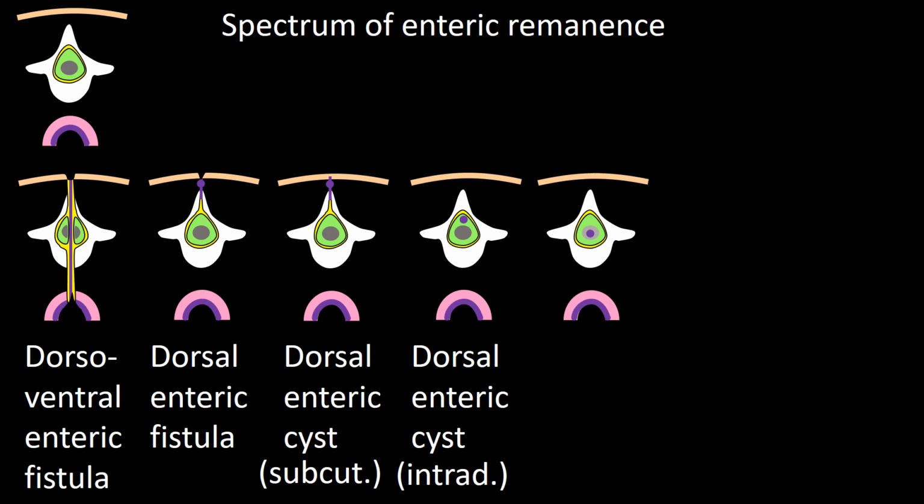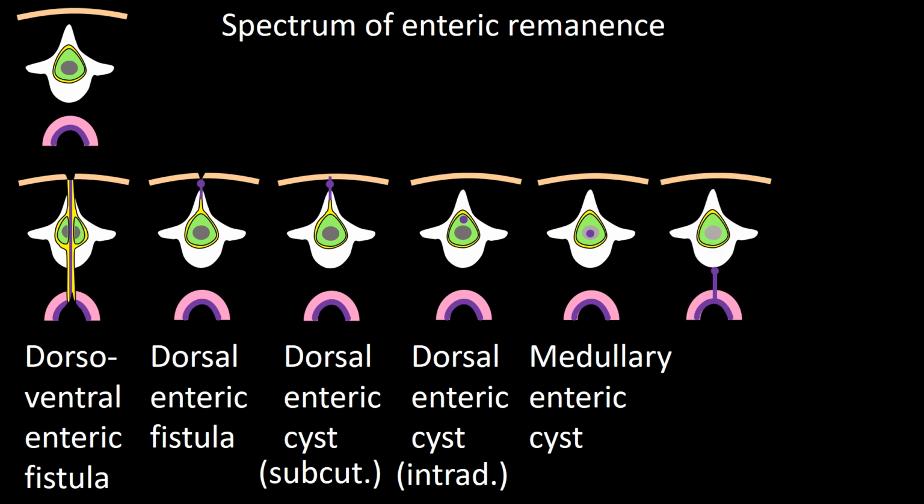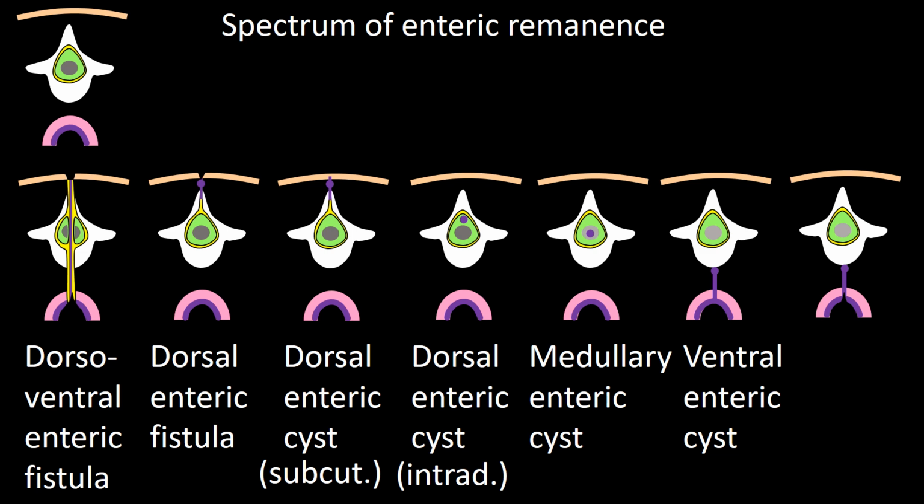If the enteric remnants is inside the medulla of the spine, as you can see here, we talk about medullary enteric cyst. If the enteric cyst is ventral to the vertebra, as represented in this new figure, we talk about ventral enteric cyst. If there is an opening of the enteric remnants to the ventral cavity, then we refer to them as ventral enteric fistula.